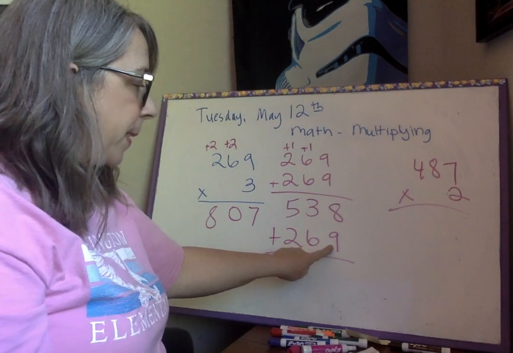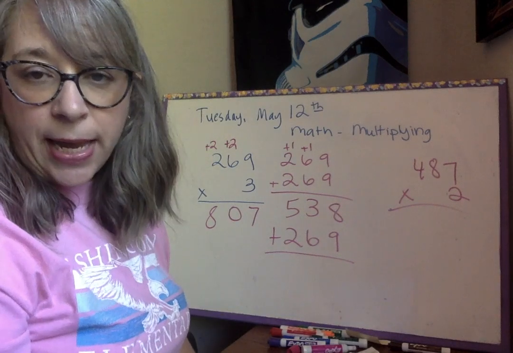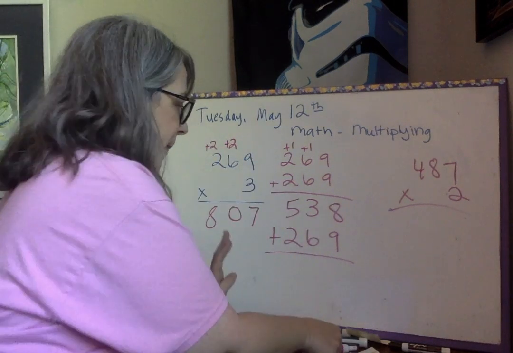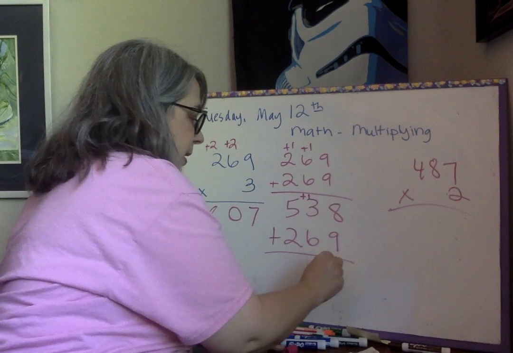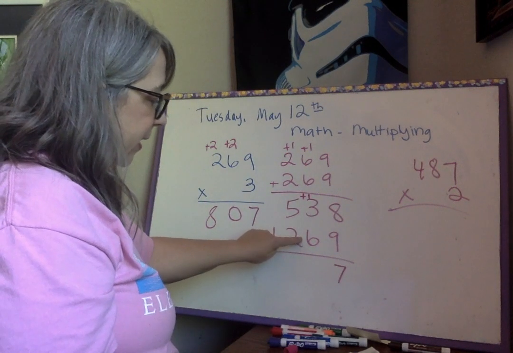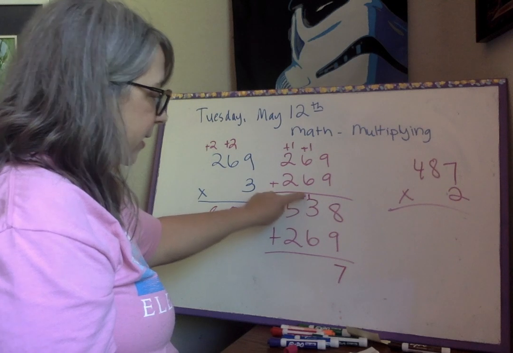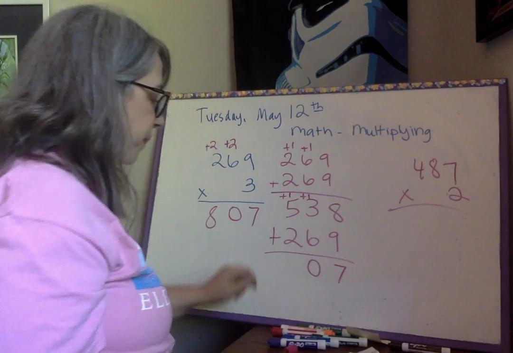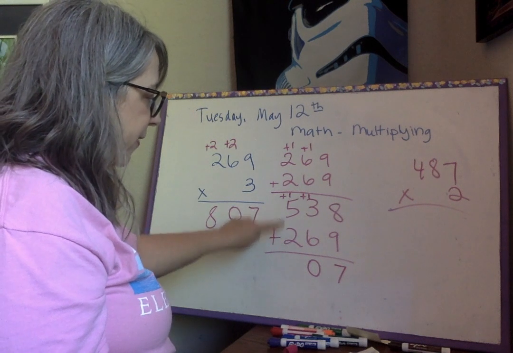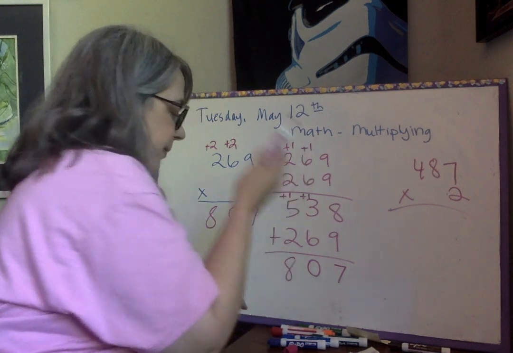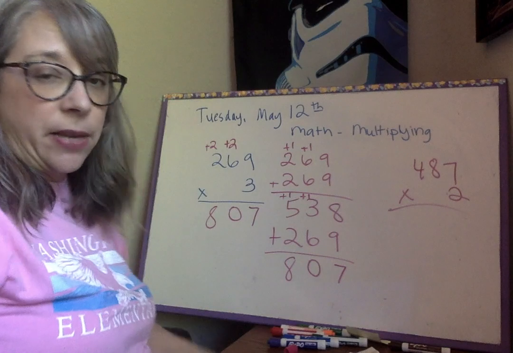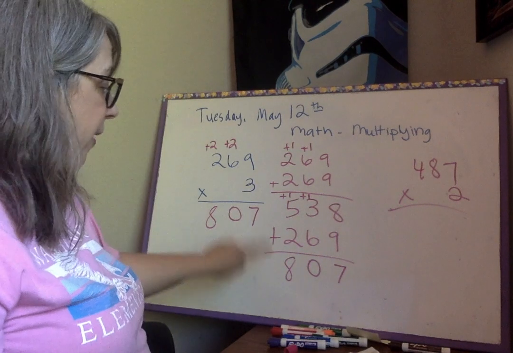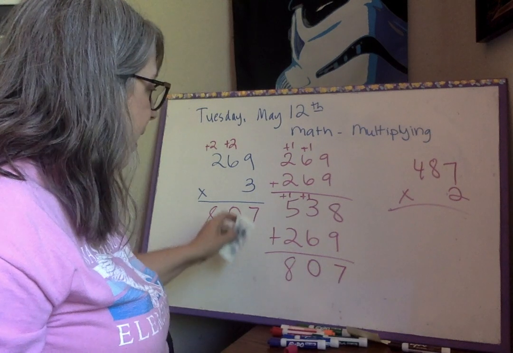So 8 plus 9, so 8, 9, 10, 11, 12, 13, 14, 15, 16, 17. So plus 1, 7 down here. So 6, 7, 8, 9, 10. So plus 1, a 0 down here. 5, 6, 7, 8. So 807. Remember, multiplication is just another way of adding. We got this right. And now we can move on.